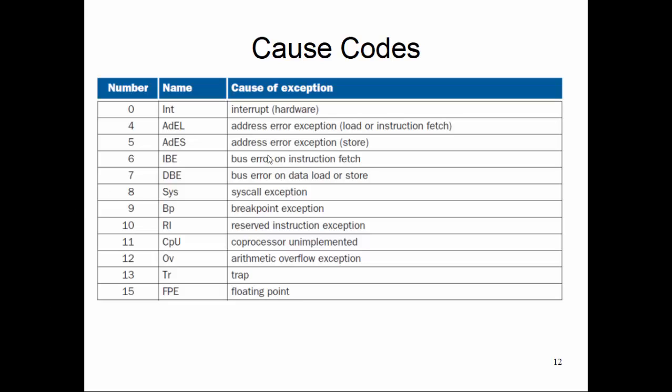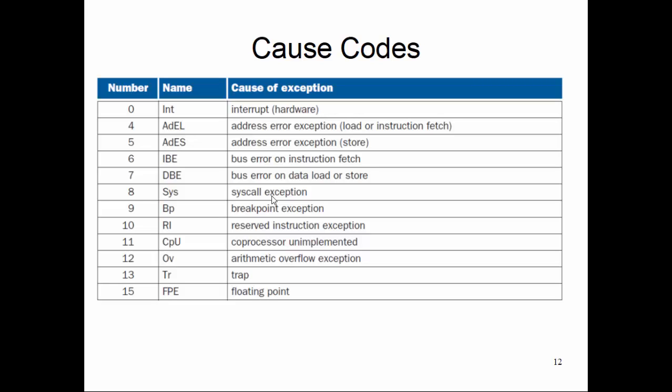About some cause codes, just as an example: number 4 or 5 is basically an address error exception for load and store. Breakpoint is 9, which is basically your debugging facility. Syscall is 8. You are familiar with the syscall operation.